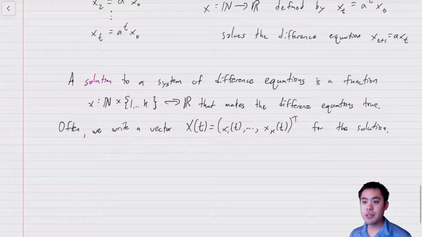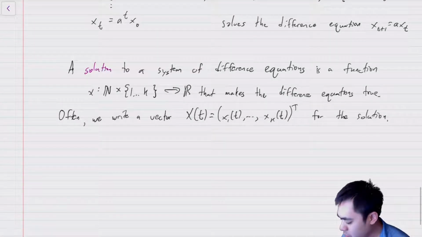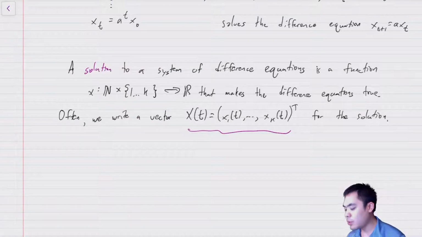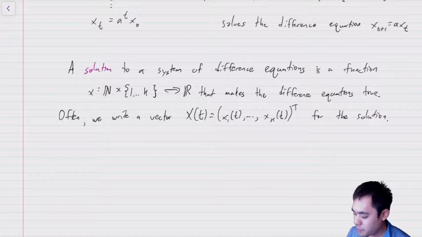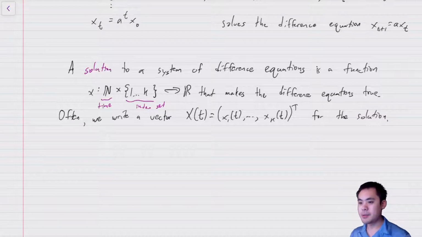And, of course, a solution to a system of difference equations is also just a function from the natural numbers and the index set, 1 through k, to R, that makes the difference equations true. Often we'll write this in vector notation, where we specify each of the different functions corresponding to the index set for the solution. But in this particular case, this is just the index set, and this here is time. We won't give an explicit example of this here, but we will in the problem sets that we'll be working through in class.